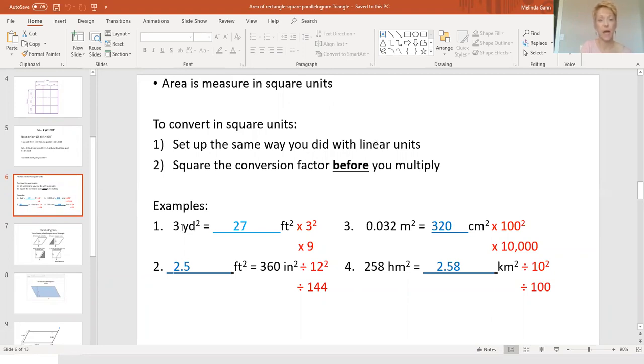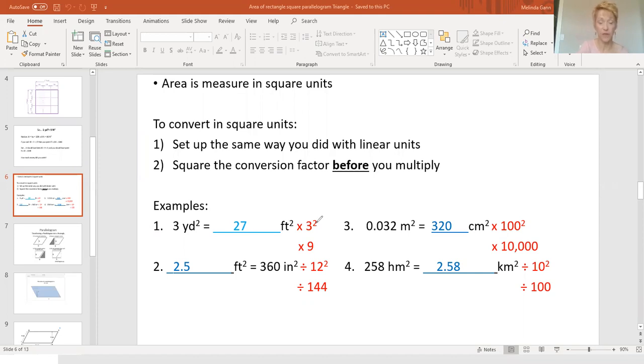Now look, I'm changing 3 square yards to square feet. Now, the same thing is true as before. Big to small, you multiply. Small to big, you divide. So yards to feet is big to small, so you multiply. Now remember, how many regular feet are in a yard? 3. But if the units are squared, you have to square the conversion factor.